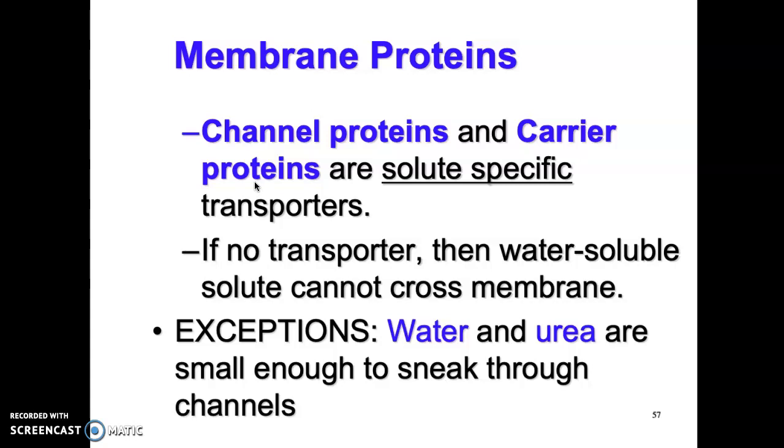Except, there's always exceptions, water. Water, it's so tiny. It's such a small molecule that it can sneak through that lipid bilayer. Even though there are some carriers for water, they're called aquaporins, and we'll talk about those later when we talk about the kidney chapter. The other exception is urea. Urea is also small enough to sneak through, and it's very important, again, in the kidney. So we'll get back to that towards the end of the semester.